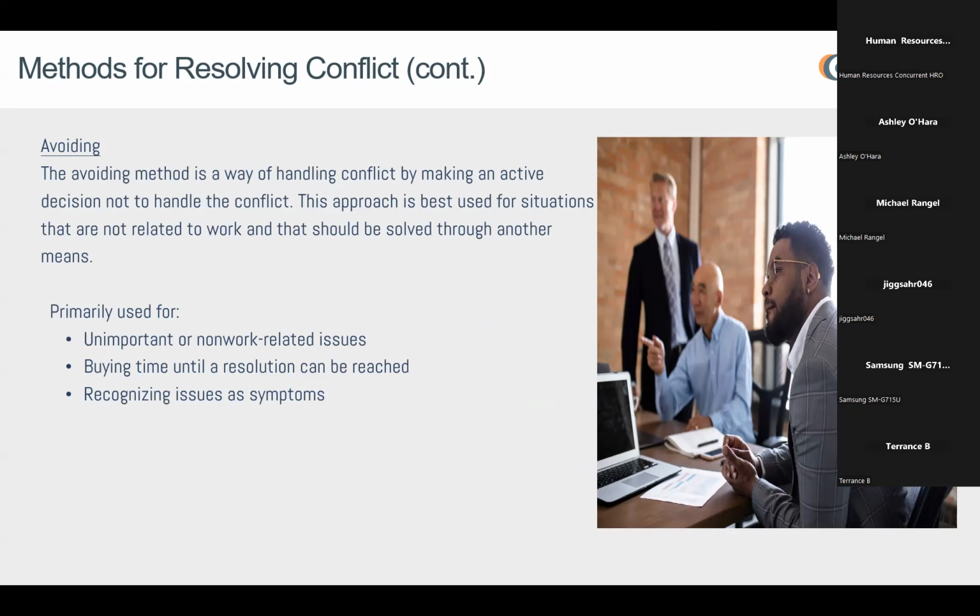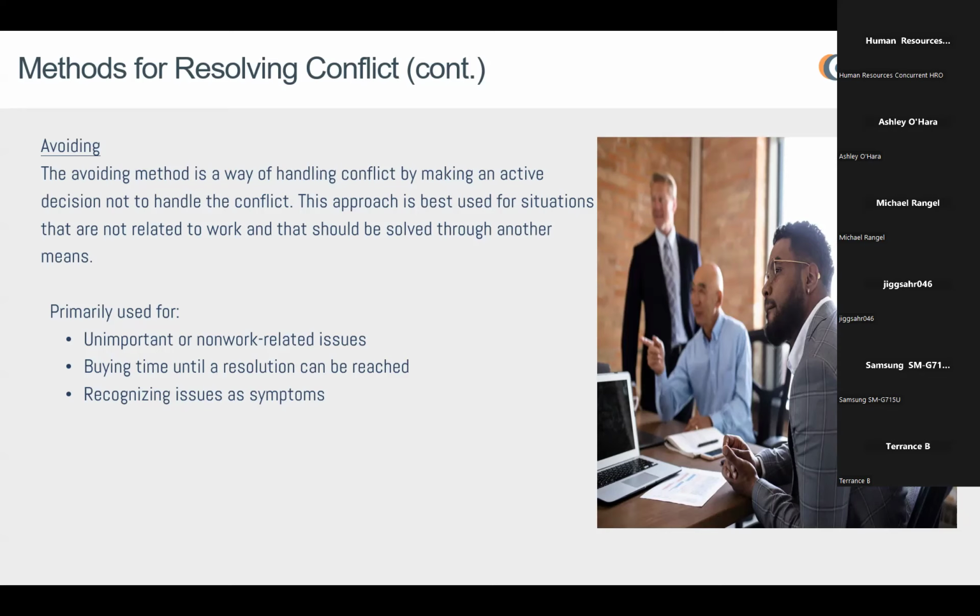Avoiding. The avoiding method is a way of handling conflict by making an active decision not to handle the conflict. This approach is best used for situations that are not related to work and that should be solved through another means. So, unimportant or non-work related issues, buying time until a resolution can be reached, and recognizing issues as symptoms. Now, in your mind, you may have an example of when this is appropriate.